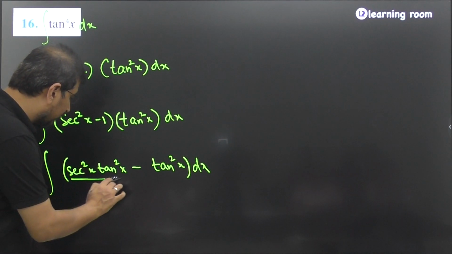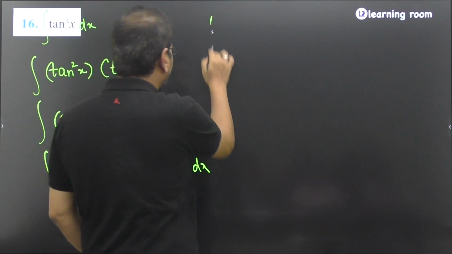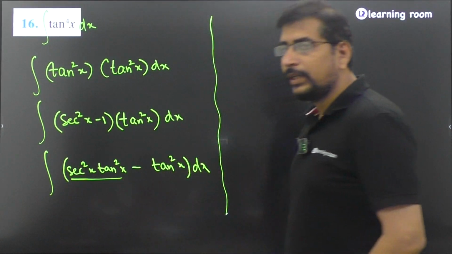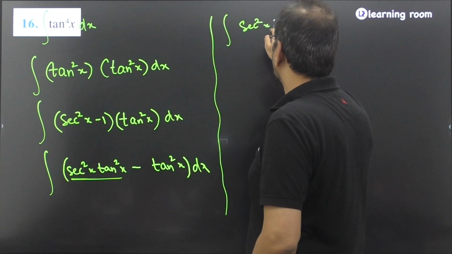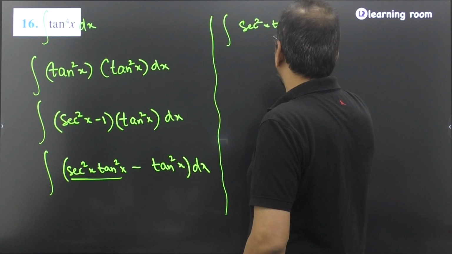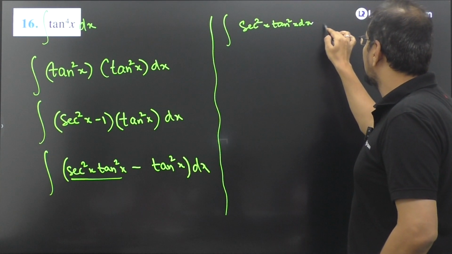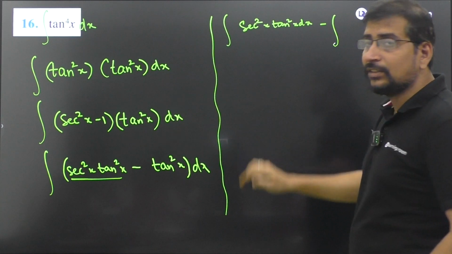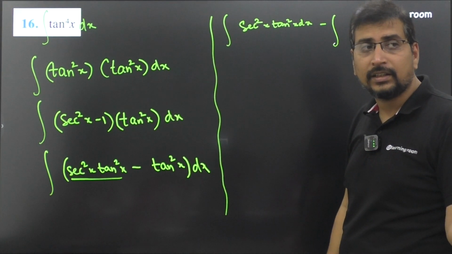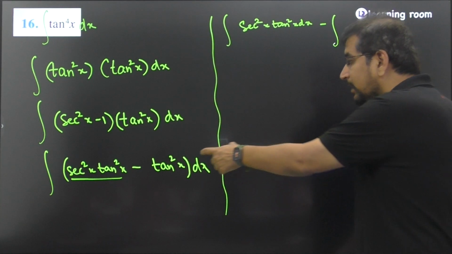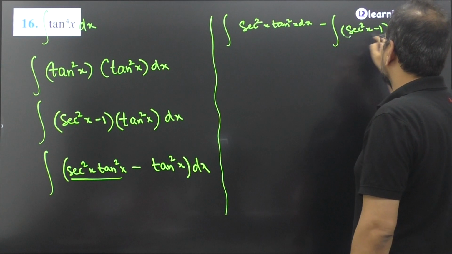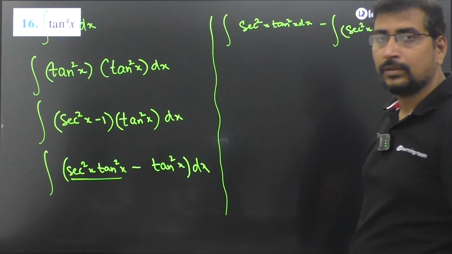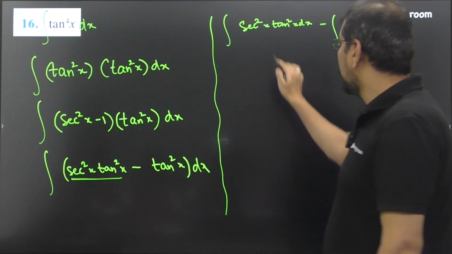Now, if I take this term, secant square x into tan square x dx, I'll write it as the integral of secant square x into tan square x dx minus, here I have the integral of tan square x. Again, tan square does not have a direct integral. So again, you should write this tan square x as secant square x minus 1 times dx. Make sense? Now tell me, what can I do to this?